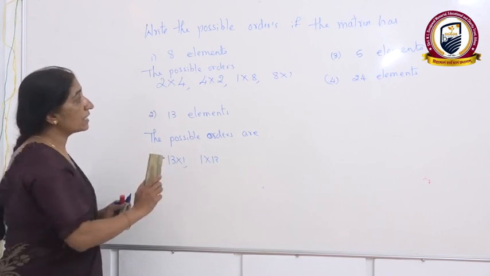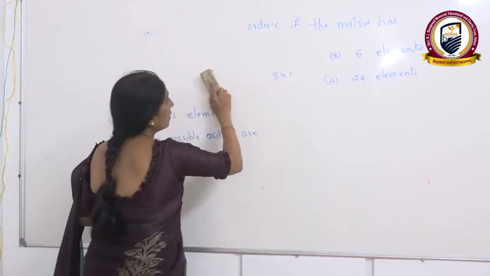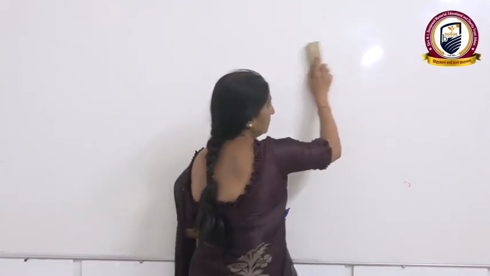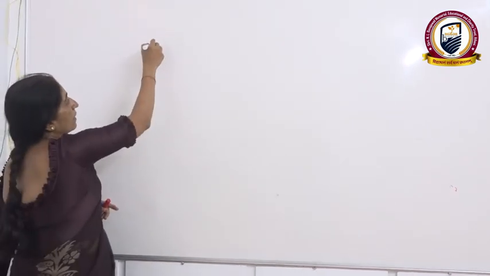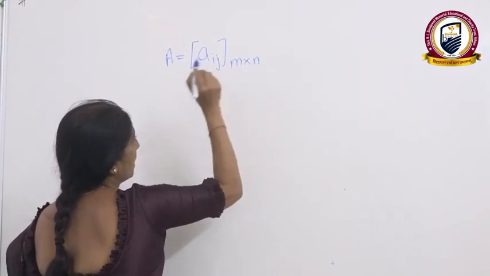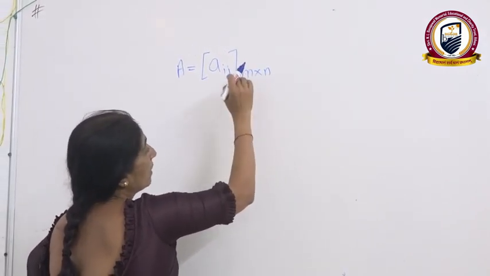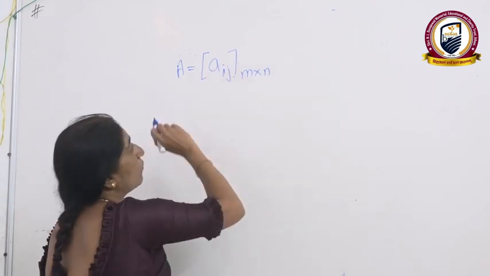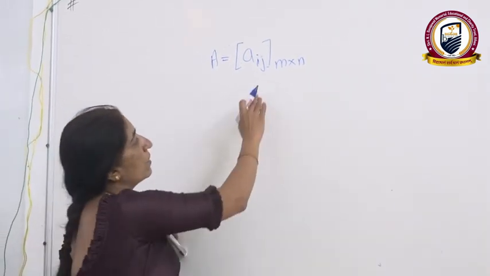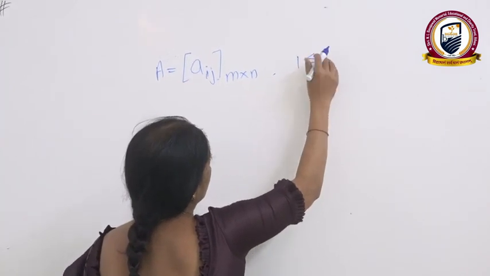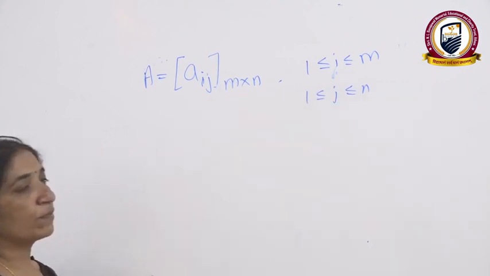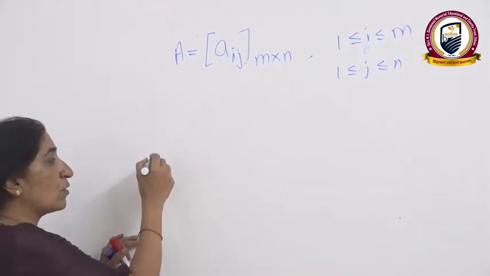Now I am giving you the general representation of a matrix, and for that how to write the order. Generally the matrix will be denoted like this: A is equal to Aij. Suppose I write m by n, that means m rows and n columns. The first element i stands for row and the second element j stands for column. And the condition is i lies between 1 and m and j lies between 1 and n. This is a possible order. The general representation is also written like this.